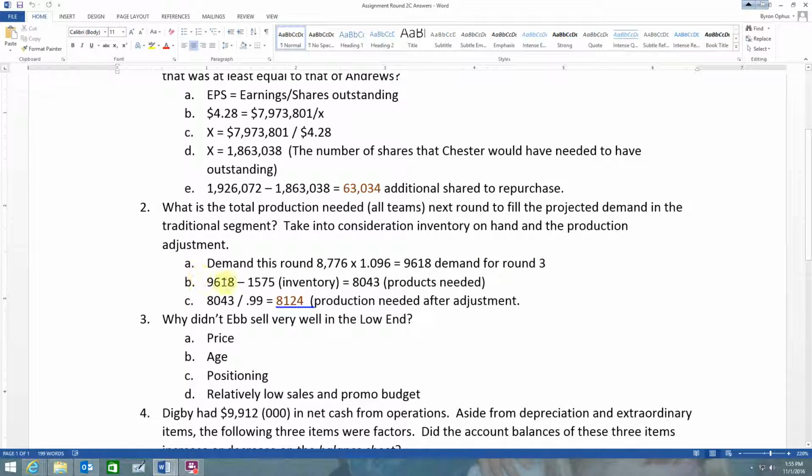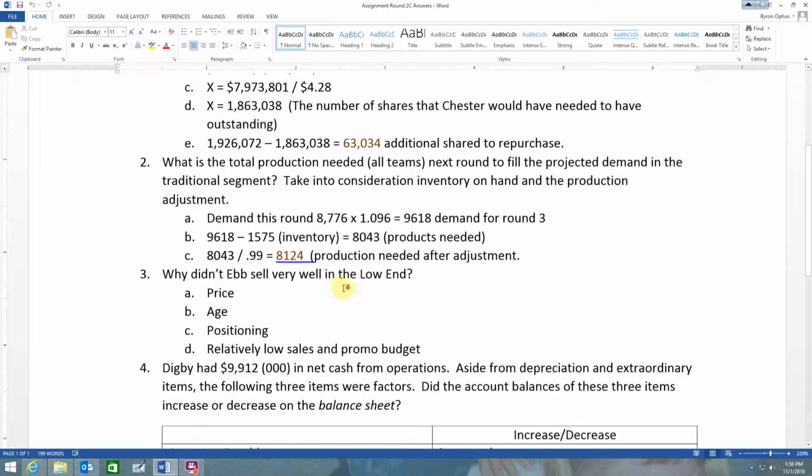Inventory on hand, if I added it correctly, okay, you guys, if you came up with a different answer, believe me, I'll go back and check my addition, but 1,575 units on hand in the traditional segment. So they need to produce 8,043 units. We need to have 8,043 units.